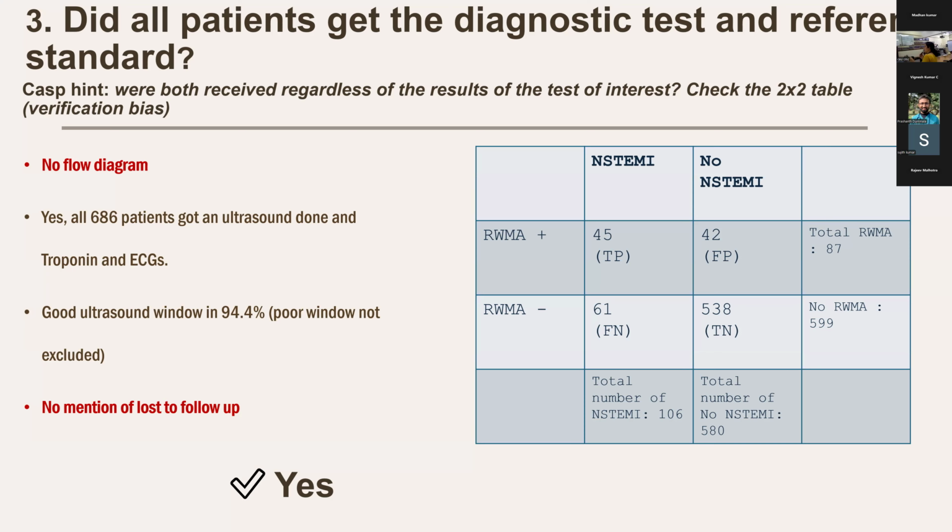But all the 686 patients that they recruited did get an ultrasound done. They all had troponins and ECG. And they mentioned that a good ultrasound window was only present in 94.4%, but they did not exclude those with the poor window. So there's a 2x2 table which I've created with the data they had, and all the patients were included in it. So I said yes, all the patients did get the diagnostic test and the reference standard.